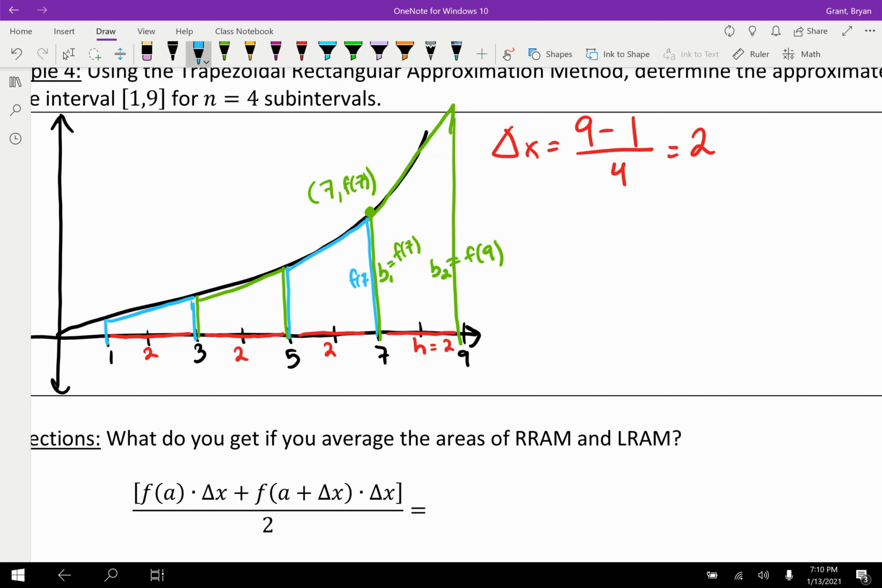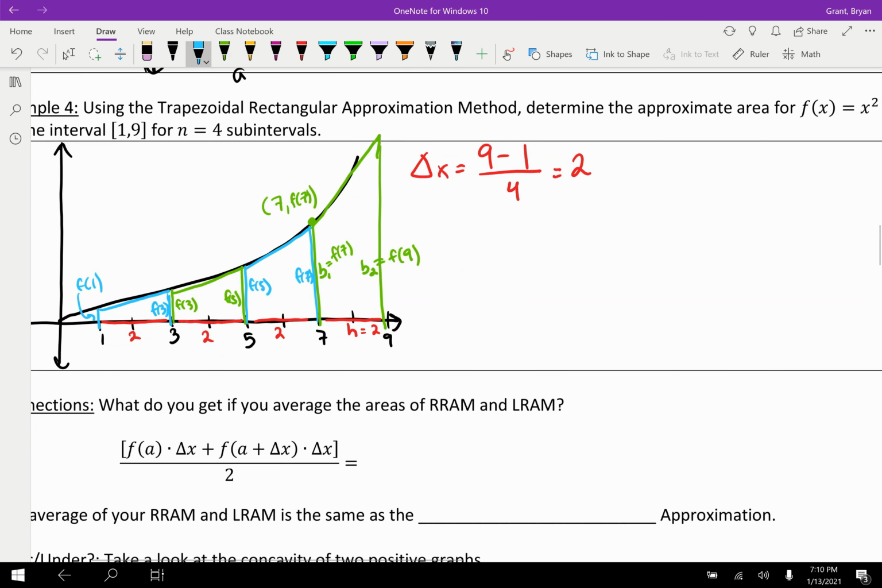This is also going to be f of 7, and this will be f of 5. F of 5 repeats again in f of 3, and f of 3, and then this guy over here is f of 1. And now we can start putting together our trapezoidal formula.